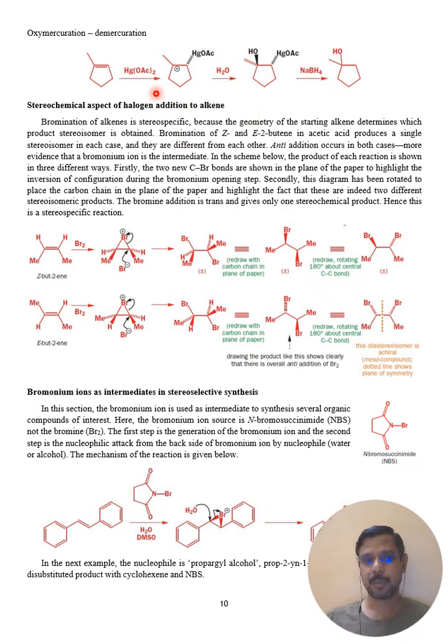So here is an example for the oxymercuration reaction. In the oxymercuration reaction, you get the Markovnikov product, right? And in hydroboration, you get the anti-Markovnikov product. Okay. And then the stereochemical aspect of halogen addition to alkene.